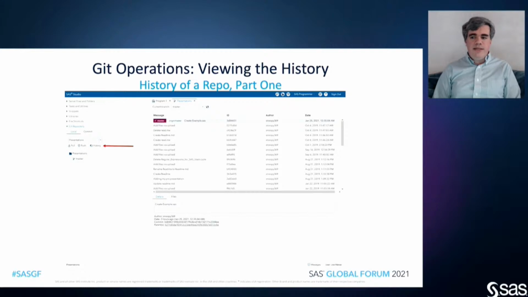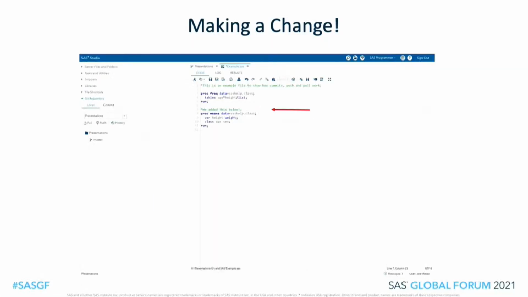Now that we have cloned our repository, it shows up in the Git repository section. See where it says Presentations on the screen? We can view the history of the repo by clicking on the History button. This shows us all commits prior to when we cloned the repo. Notice here how there are quite a few commits already on my repo.